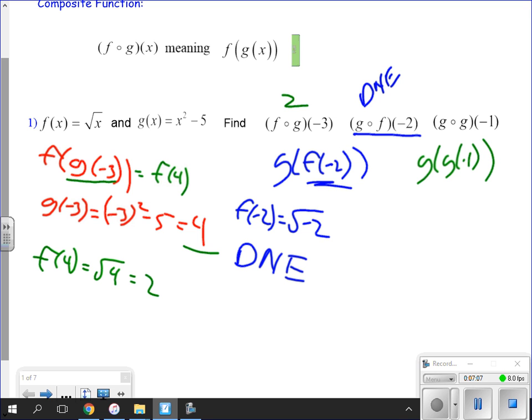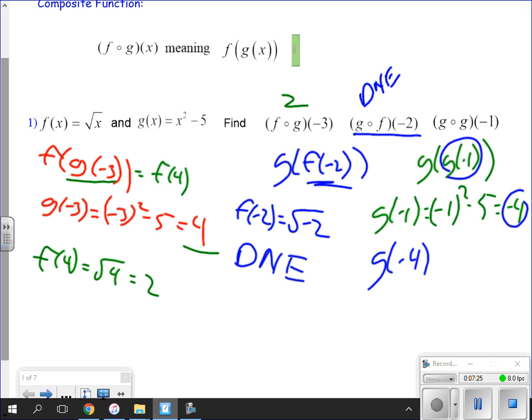So in this one, I need to find G of -1, which is -1 squared minus 5, which is -4. So I take this -4 and plug it in here. I'm finding G of -4, which is -4 squared minus 5. Taking -4 squared gives me 16, and 16 minus 5 is 11.